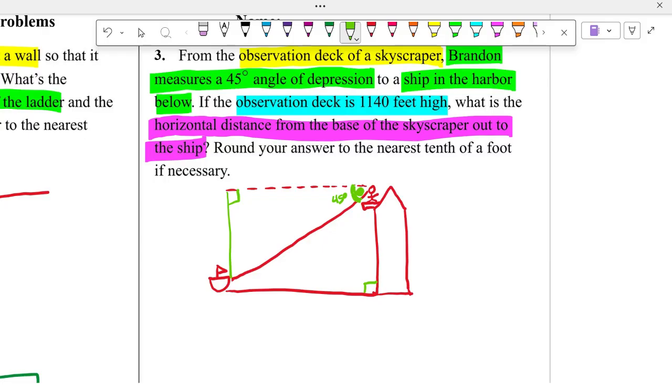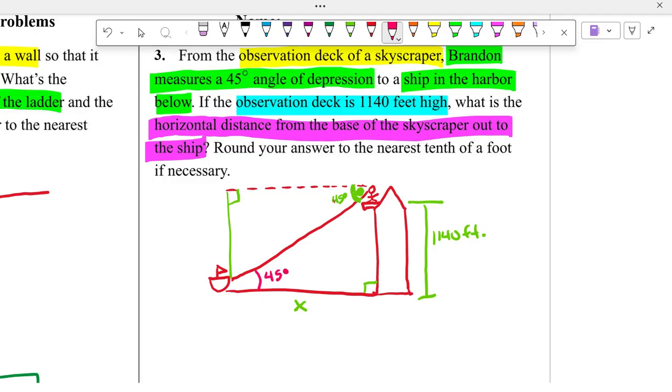Now, it says the observation deck is this high. And it wants to know what is the horizontal distance from the base of the skyscraper to the boat. Let's call that X. Now, remember, if this angle is 45 degrees, what other angle is 45 degrees? The one next to the boat.